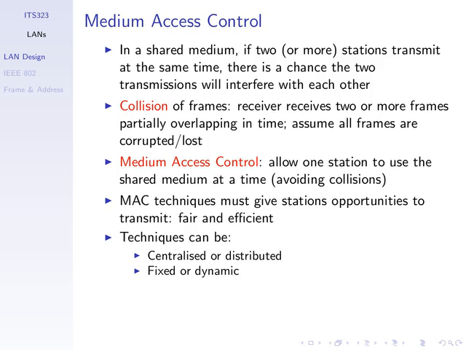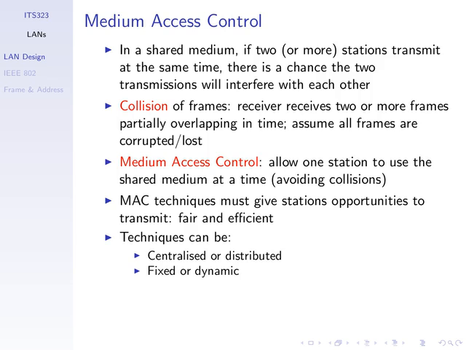The same arises in our topologies with shared mediums. If two stations transmit at the same time, if we have a bus, they send their signal across the medium, and if someone else transmits at the same time, those signals interfere with each other, and the receiver cannot decode the data in either of those signals. That's a problem. On a shared medium, if two or more stations transmit at the same time, there's a chance that the transmissions will interfere with each other.